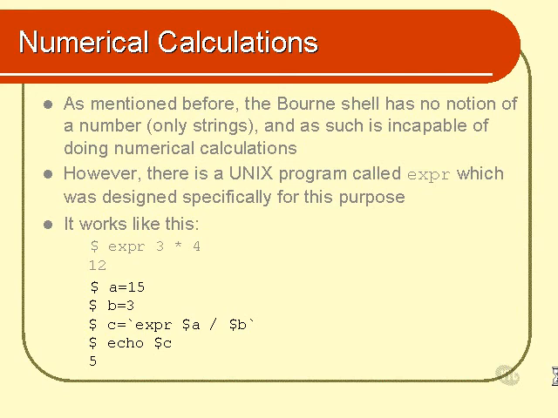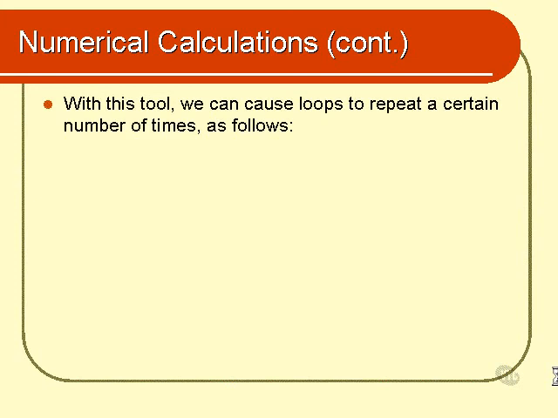So what I'd like to show you now is a simple way that you can use this EXPR program in conjunction with a loop. Because what we very often want to be able to do is cause a loop to repeat its code block a certain number of times. Like we might simply want to count up from 1 to 100 or something similar. And this is how you do that in the shell.